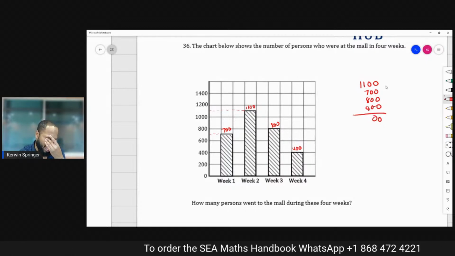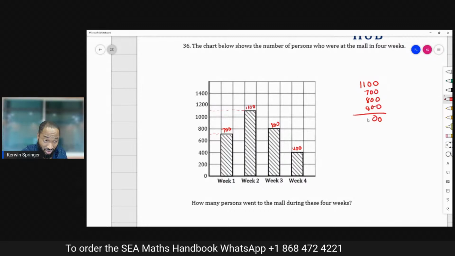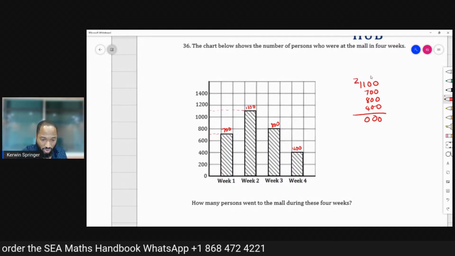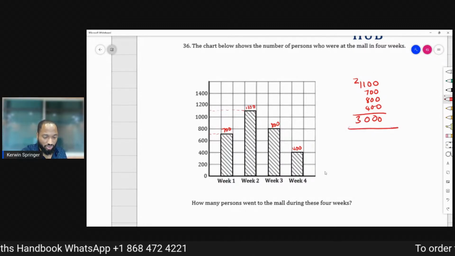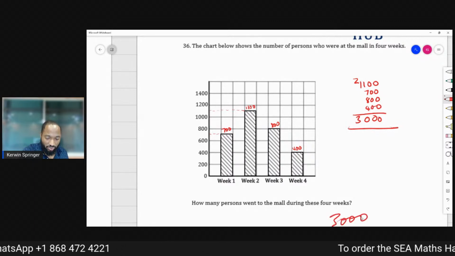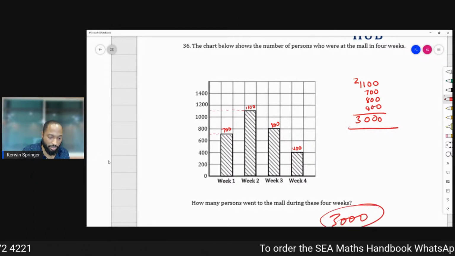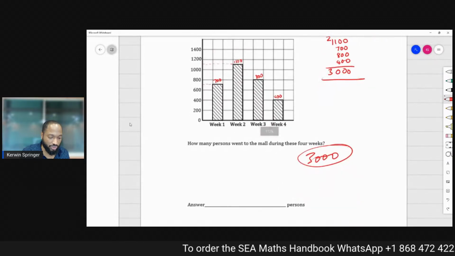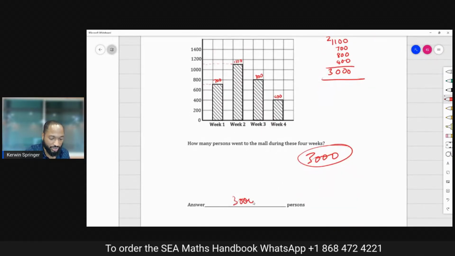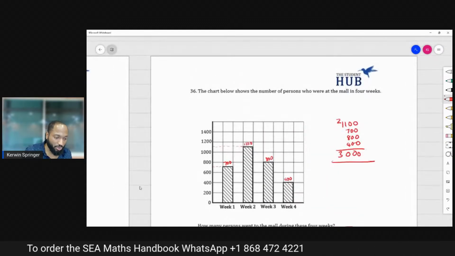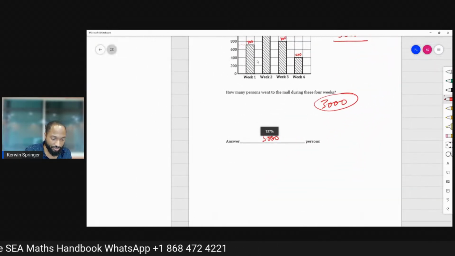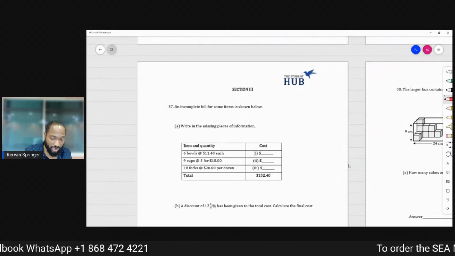So 0 again and bring across 2. So 2, 1, 3,000. Exactly 3,000. So how many people went to the mall during these 4 weeks? 3,000. Is there more to this question? Because I feel like there should be more to this question. That was it. Whole graph and only one little piece.